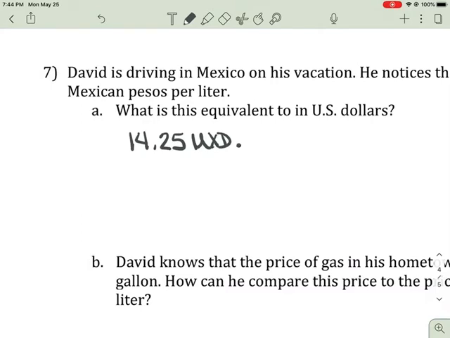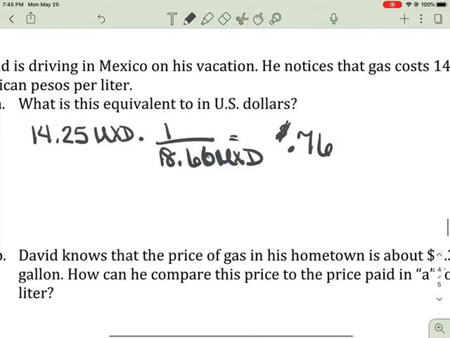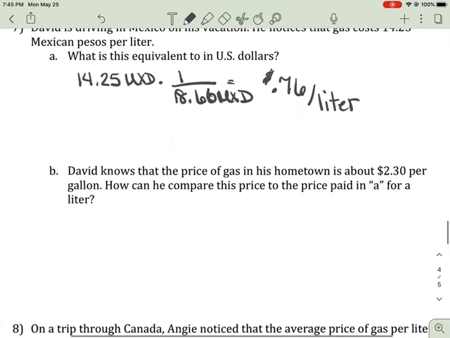For $1 is 18.66 Mexican pesos. That's the way I look at it, but basically you're just going to divide the two together, and we're going to get 76 cents. So each liter is 76 cents per liter. That makes a little bit more sense in our brains.